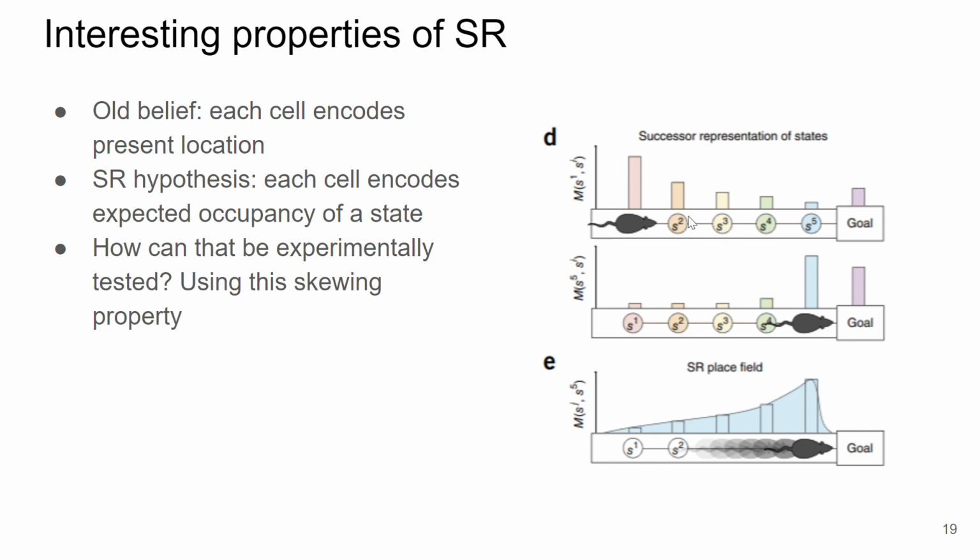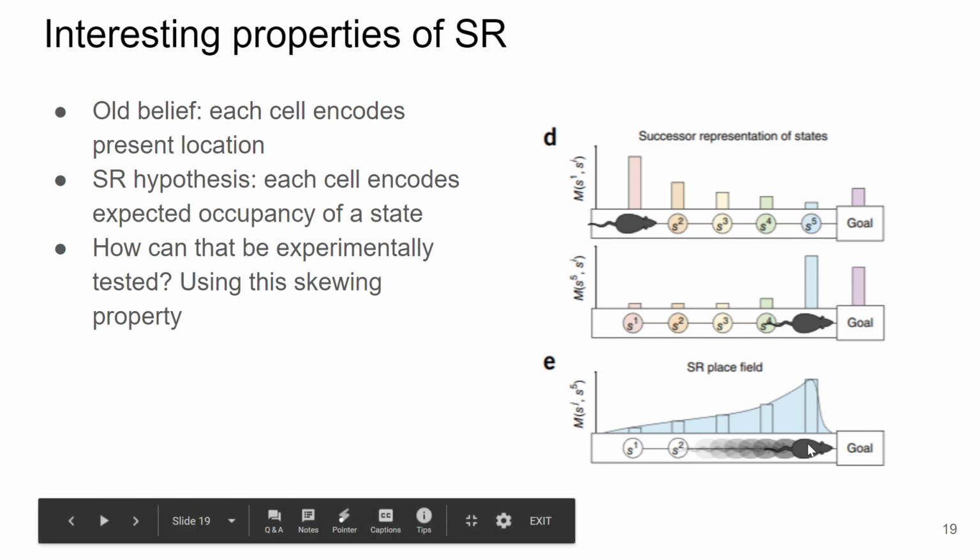So let's think about it for some more time. If your animal is in this state, the successor representation is going to look like this. So this would have an occupancy of 1, gamma, gamma squared, and so on, if it's going along this linear track. And if your rat is in this state, you would have 1 here, gamma here, and then a slow decay there. So the SR hypothesis is that each cell encodes the expected occupancy of a specific state. So a cell would encode the expected occupancy of S phi.